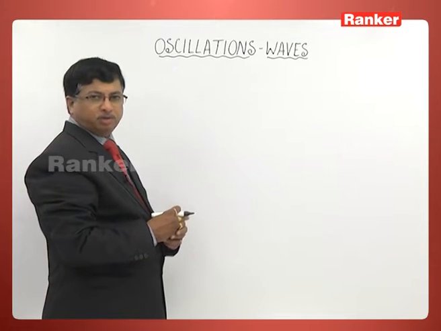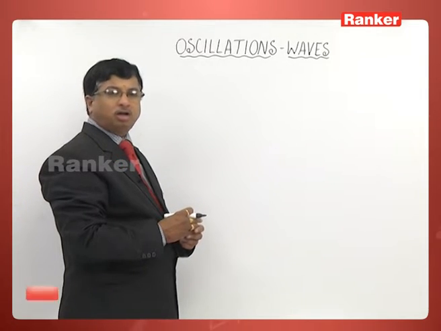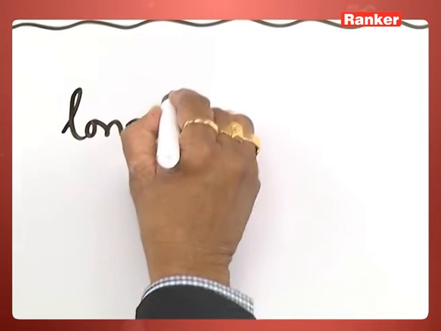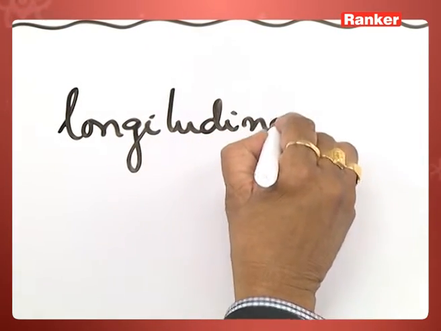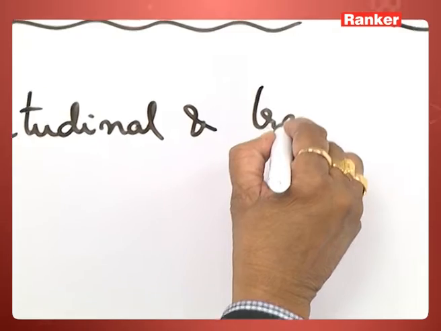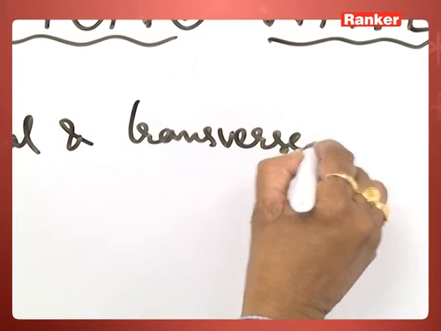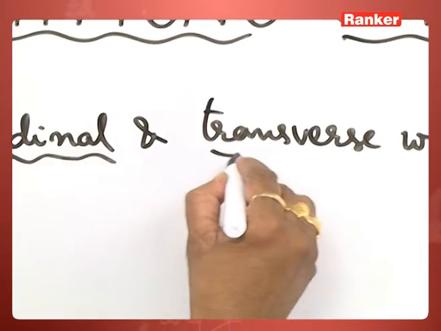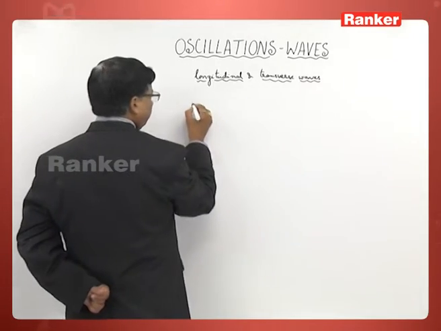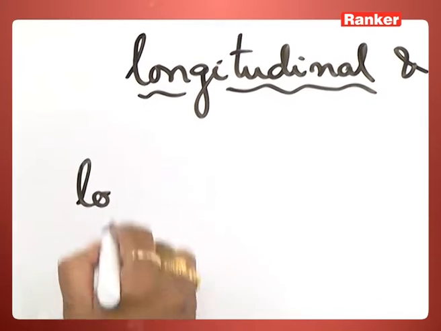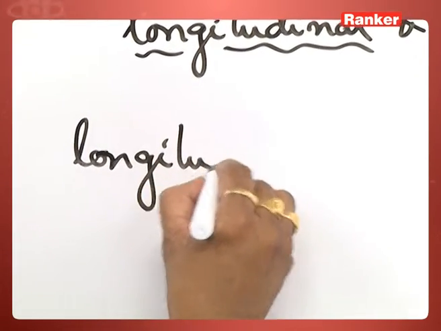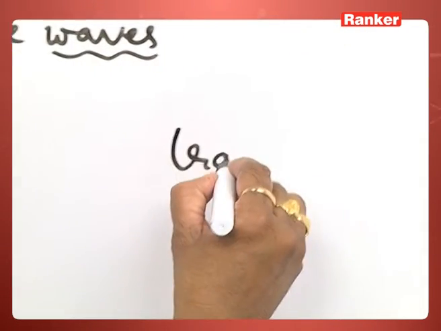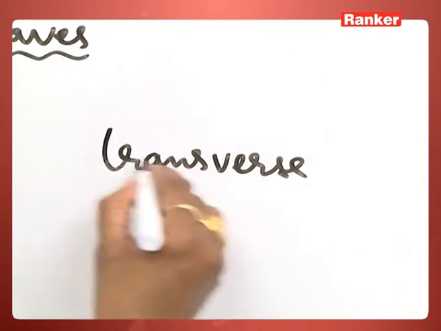Now take up what are longitudinal and what are transverse waves. Let us consider longitudinal and transverse waves. Let us take the difference between these two different types of waves. Let us remember this way: longitudinal I take towards my left and transverse I consider towards my right.